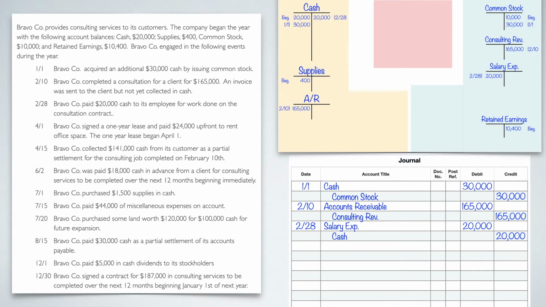All right, transaction 4. On 4/1, Bravo signed a 1-year lease and paid $24,000 upfront to rent office space. The 1-year lease began April 1. So in this one, we're paying for the use of something, but it's for the future use of something. We're just paying for it up front. We're prepaying for it, okay? So let's go through our steps.